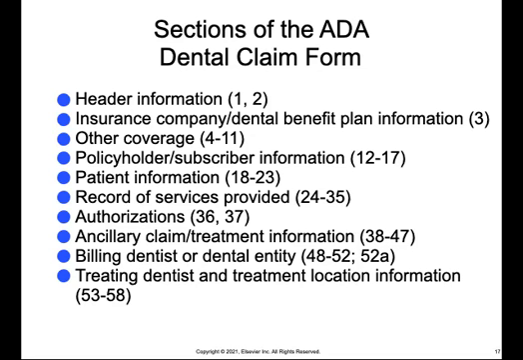Authorization includes part 36 and 37. Any ancillary claims or treatment information can be found on parts 38 through 47. The billing dentist or dental entity can be found on parts 48 through 52 and 52A. And the treating dentist and treatment location information are parts 53 through 58.